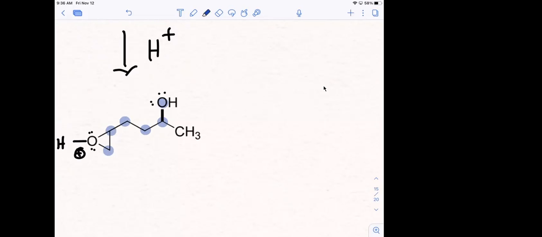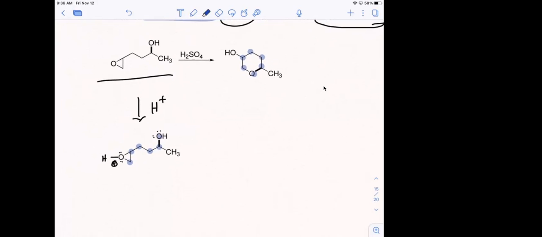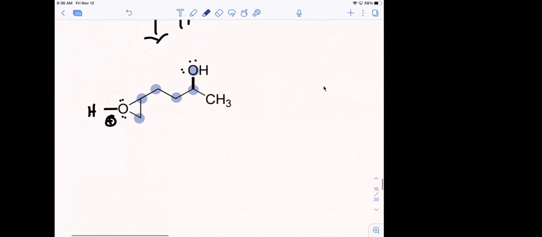Could you say that again? I missed it. No, I'm saying we have a 6-membered ring as a product. And now we need to figure out which one of the 2 carbons in the epoxide that alcohol is going to attack. Would it be the one that's immediately adjacent to it, this one right here, or the next one, right here?